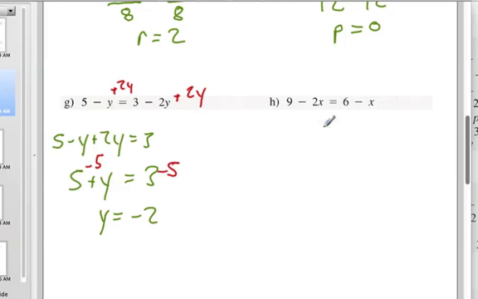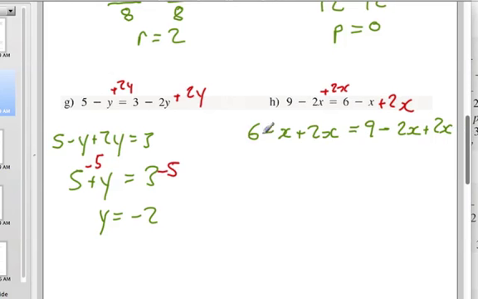Okay. Over here, easiest thing to do would be to add 2x to both sides of the equation. And you could have added x, but I'm going to add 2x to both sides of the equation. And I'm going to flip this around. So we have 6 subtract x plus 2x, I'm including an extra step here, is equal to 9 subtract 2x plus 2x.